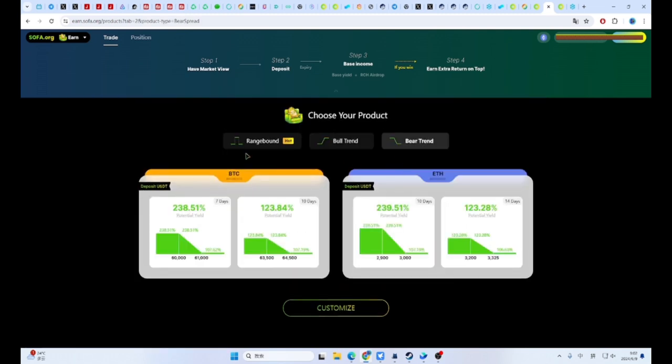Now some might ask why SOFA can provide principal protection. I'll put principal protection in quotes because SOFA uses your deposited USDT to lend on AAVE, and the expected interest from these loans is used for betting. Note that it is expected interest. For instance, if today's annualized rate on AAVE for USDT is 10%, it takes this expected 10% from your principal to invest in range-bound, bull trend or bear trend.